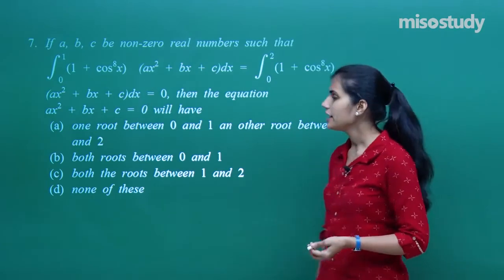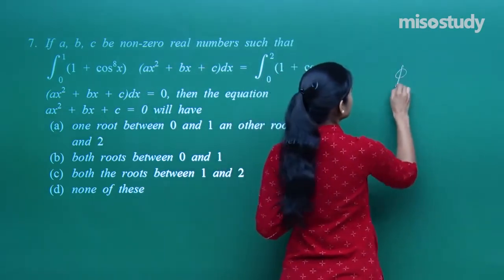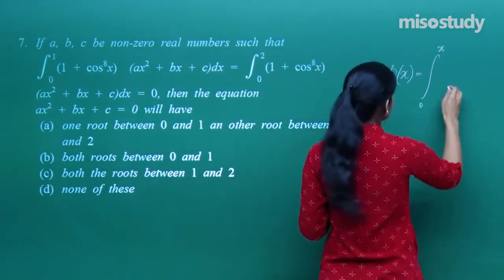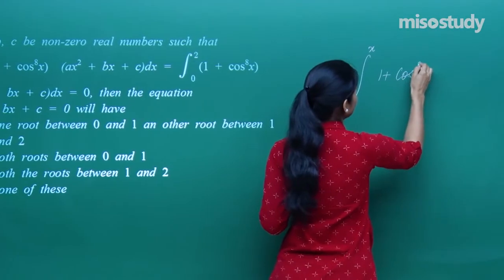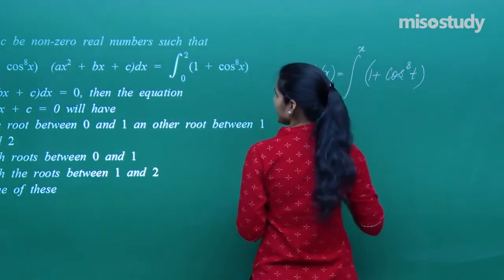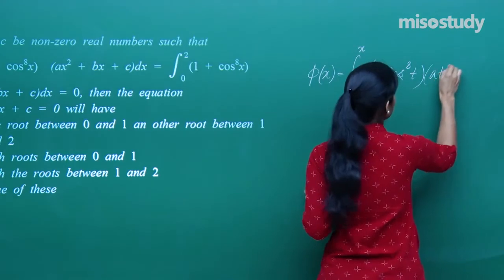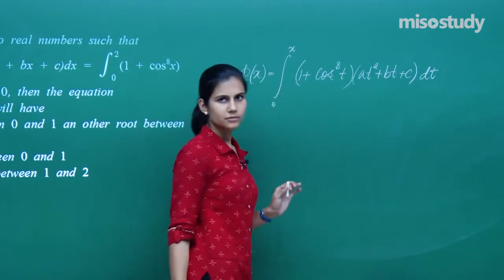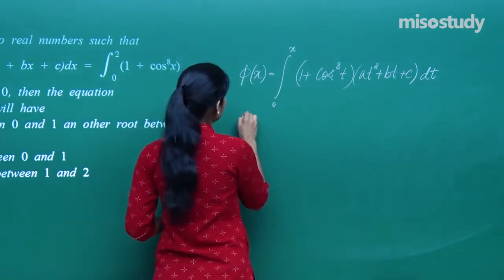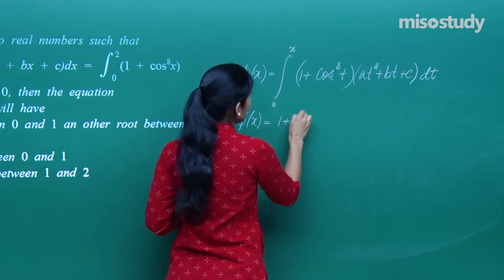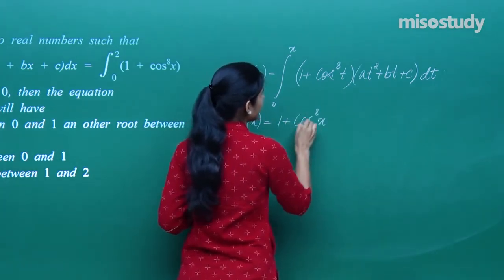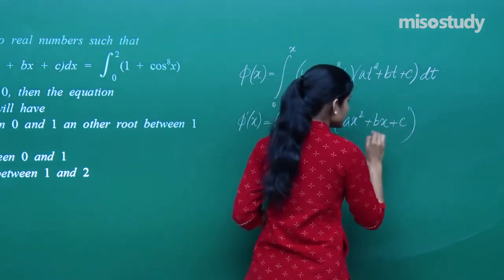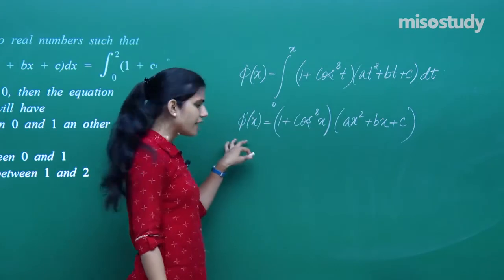So over here, if I define my function, say phi x as integral 0 to x of (1 plus cos 8t) into (at square plus bt plus c) dt. That's how I define it. So very clearly phi dash x is going to come out to be (1 plus cos x) whole to the power 8 into ax square plus bx plus c. That is what is your phi dash x.